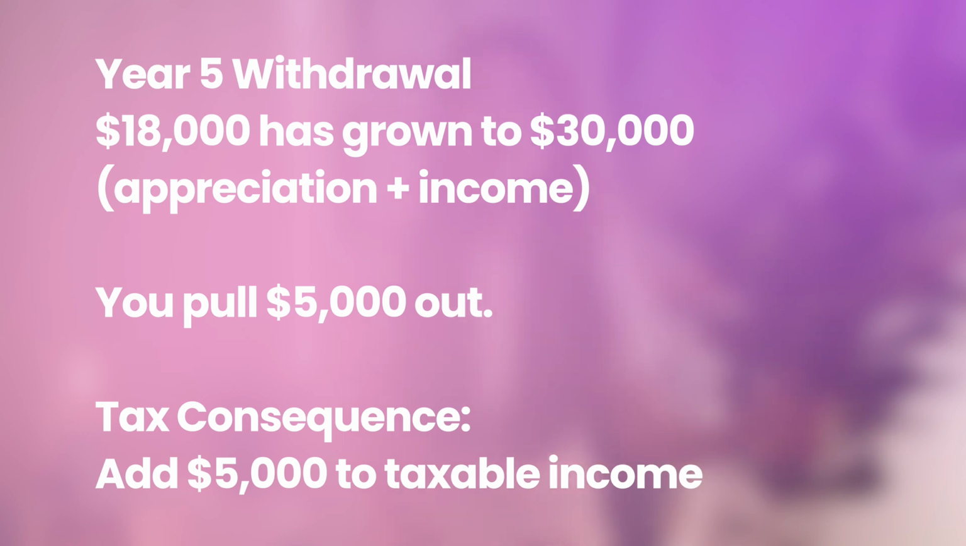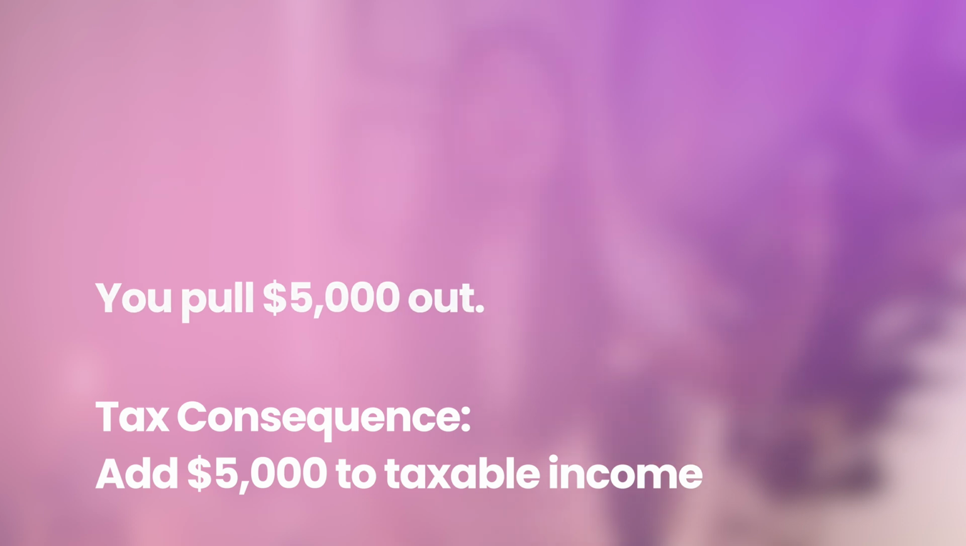So in year 5, if you pull out $5,000, $5,000 will be added to your taxable income. In year 5, if you pull out $30,000, $30,000 will be added to your taxable income. So in both scenarios, both the capital gains and the dividend income is all tax deferred, meaning that you don't pay tax until you pull the money out at a future date. So if we put this all into perspective, what does this mean for you when it comes to your RRSPs?